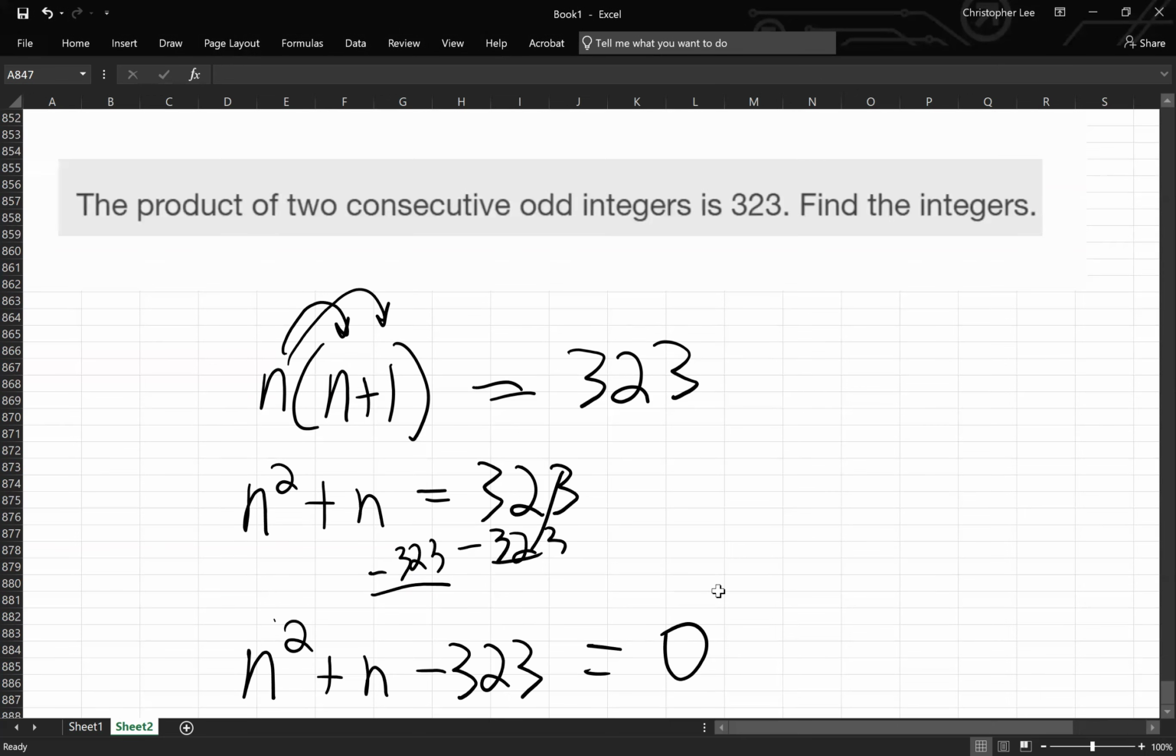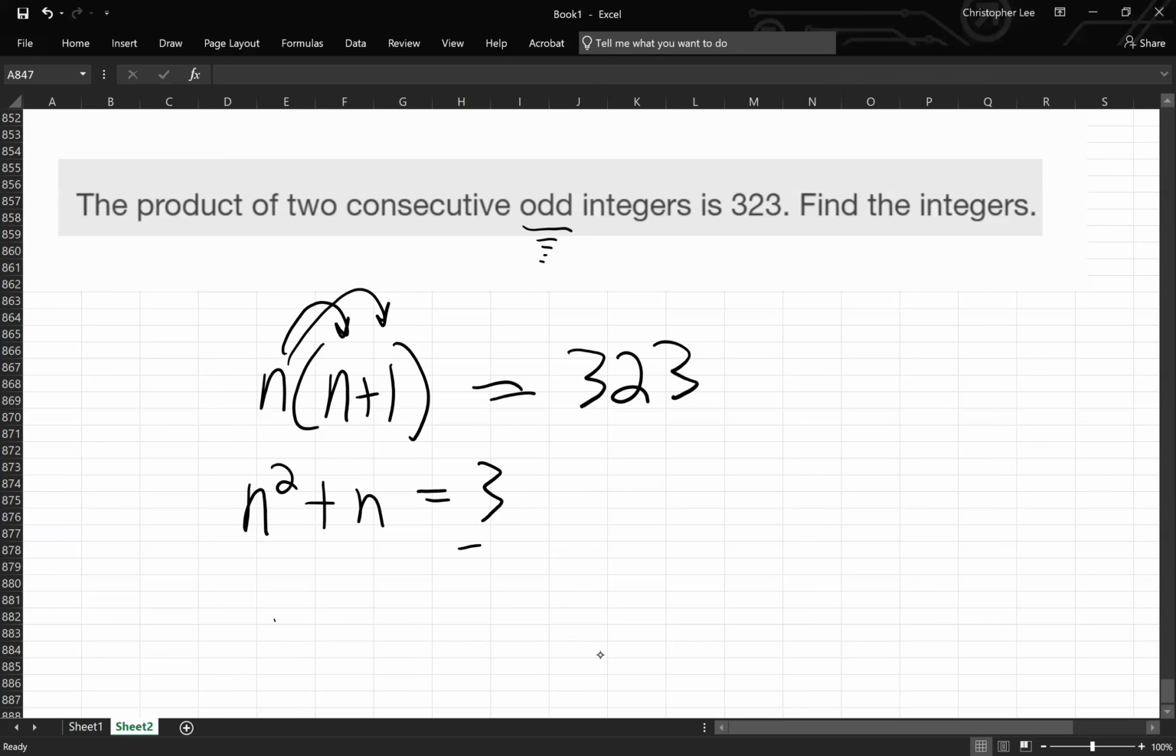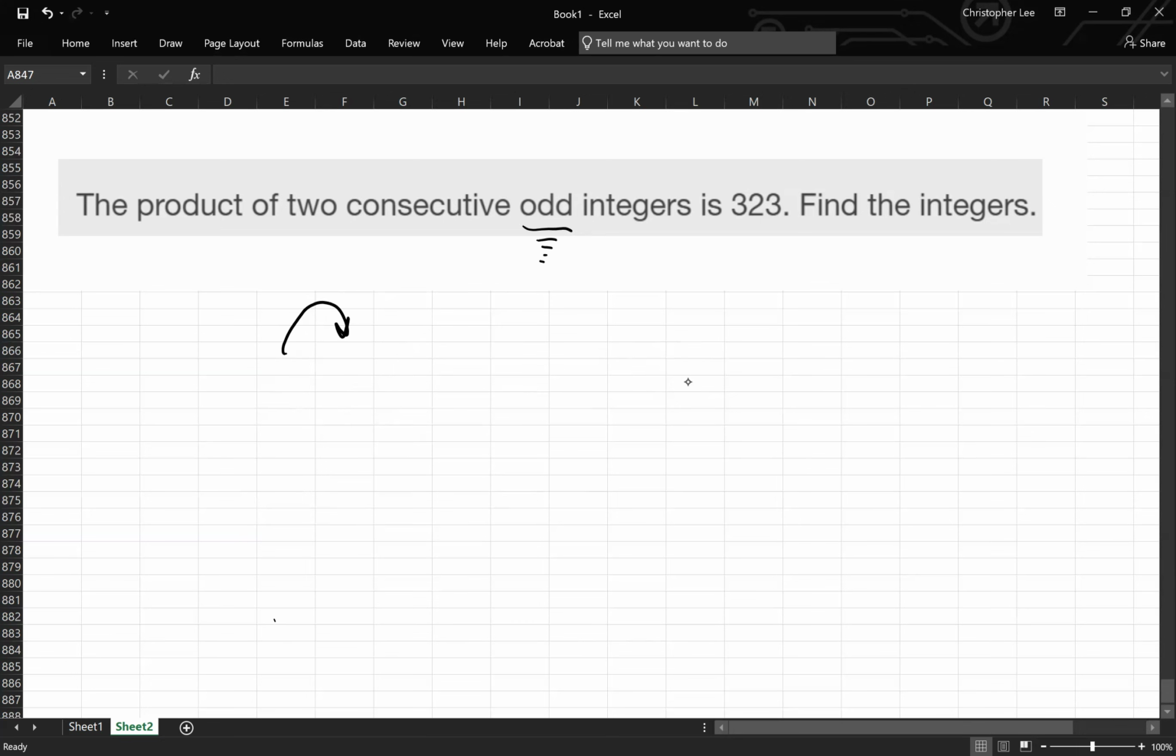But you know what? Hold on. I didn't read it too carefully. This word right here. I looked over that word odd, right? So I actually made a little boo-boo in this. Let me just erase real quick. Let me do this one more time, because I made a little boo-boo. Let me try this again. All right. So they're consecutive odd integers, right?